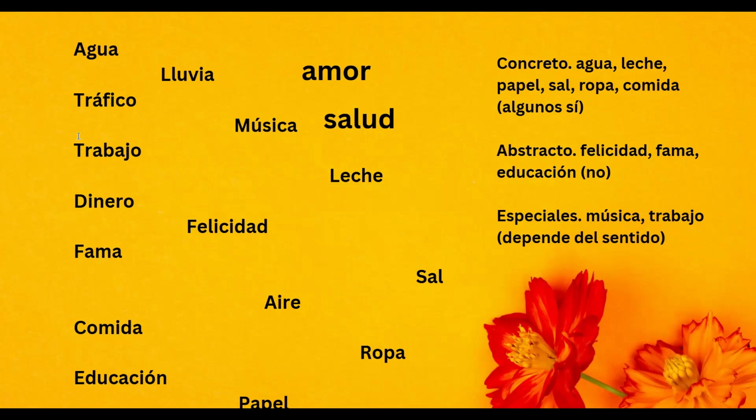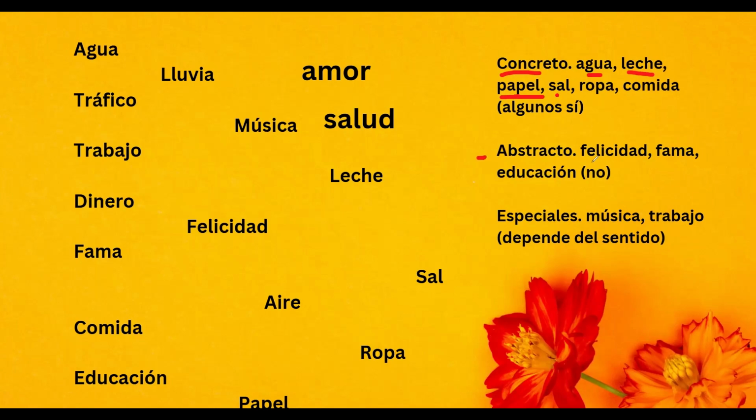Okay. So I was thinking how to tell you how to know if you can make certain words that are uncountable plural. I can tell you, for example, that if it's something concrete, like water, something that you can touch, agua, leche, papel, sal, ropa, comida, most of them you can make plural. For example, papeles, but they have to be like documentos, like papers.